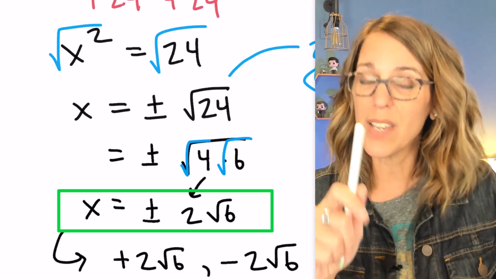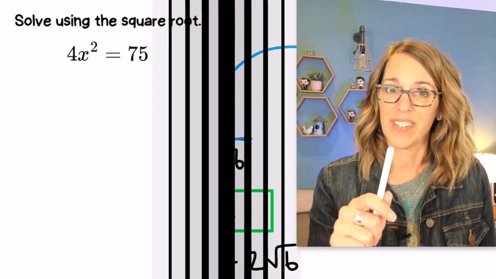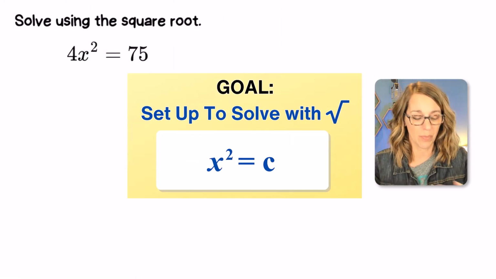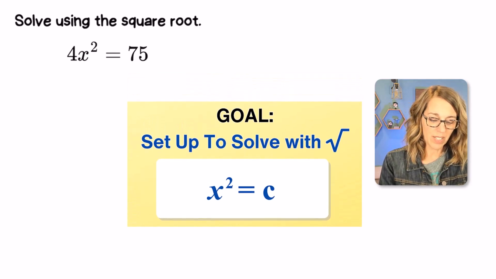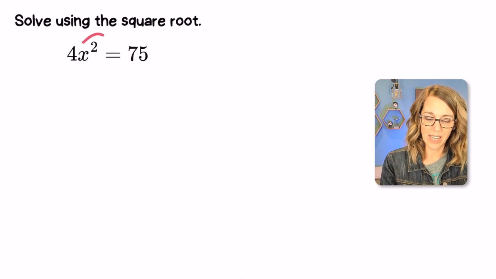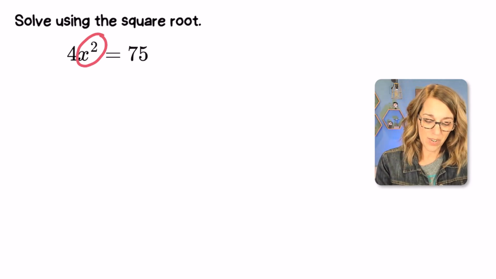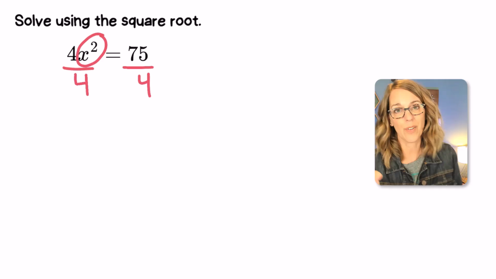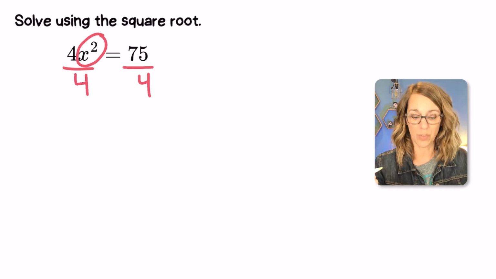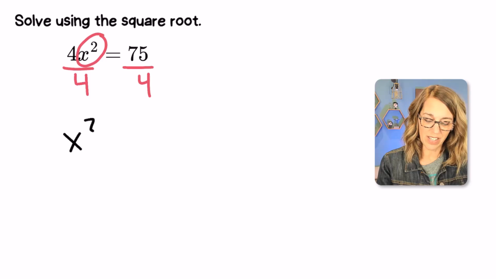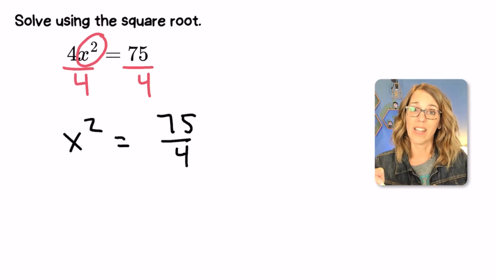I've got two more really important examples for you. So in this example, I almost have the setup that I want, and actually you could leave it this way if you wanted to, but I really like to start by isolating my x squared. So I'm going to divide both sides here by 4, and I'm just going to leave it as a fraction. Fractions are actually really easy to work with when it comes to taking a square root. That leaves me with the x squared on the left and the 75 divided by 4 on the right.